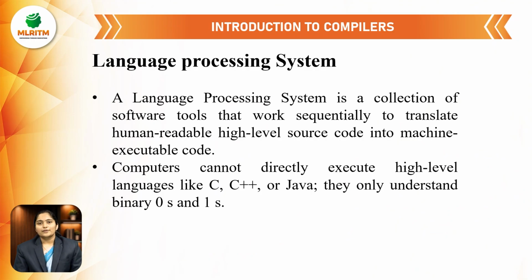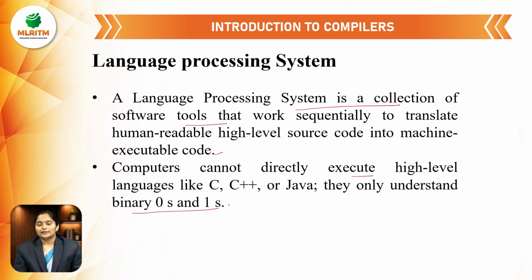Let's talk about a language processing system. A language processing system is a collection of tools that work sequentially to translate human-readable high-level source code into machine executable code. Why? Because the computer can't directly execute high-level instructions like C, C++, or Java. They only understand binary zeros and ones.